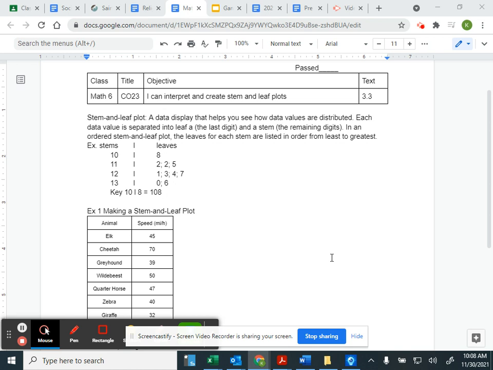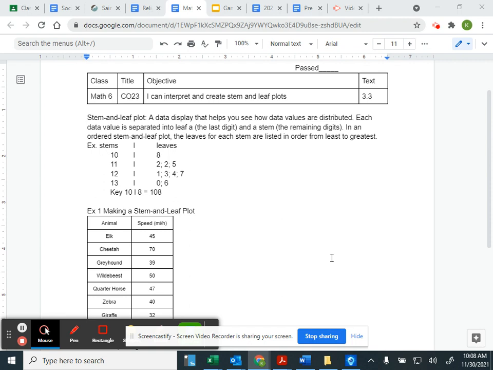Good morning. We are continuing with our graphing. Today we are learning CO23. I can interpret and create stem and leaf plots. Yesterday we worked with bar and line graphs before. Stem and leaf plots are probably a little bit newer to us.